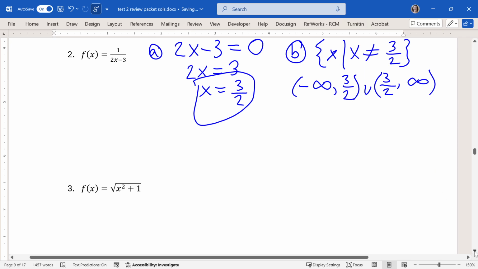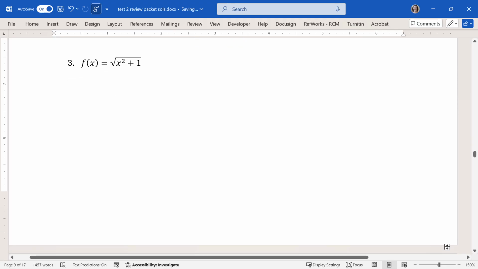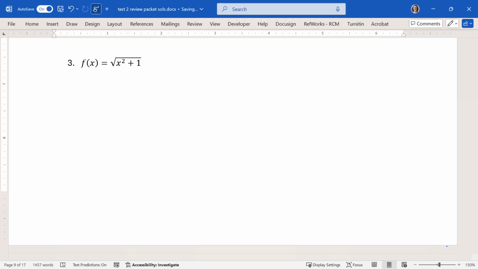So I don't see any denominators, so I'm not worried about that. But I do see a square root, and I know that the bad x values for a square root are the ones that make what's in the square root less than 0, so negative. So I want to solve where this square root's contents are less than 0. What makes x squared plus 1 less than 0? So let's try to solve this. Subtracting 1 from both sides, and then I guess I have to square root, but uh-oh.